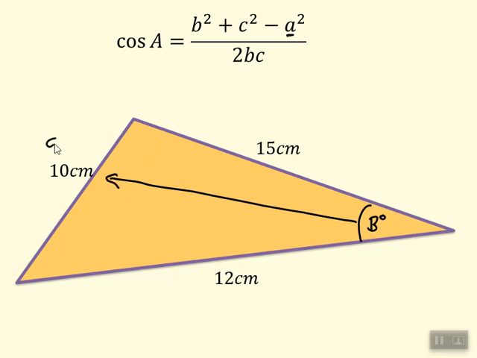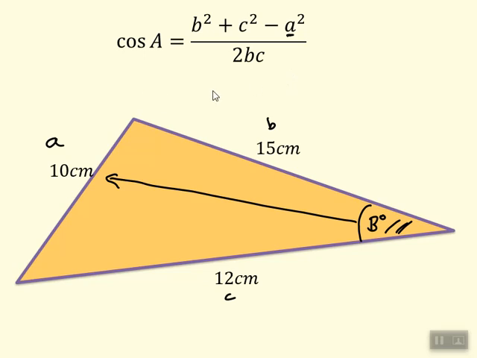So this is going to be my A in the formula, and then these two can be your B and C, which you can write in any order. B and C, doesn't matter which way B and C go, but A has to be the side that's opposite the corner. So let's put it into the formula.